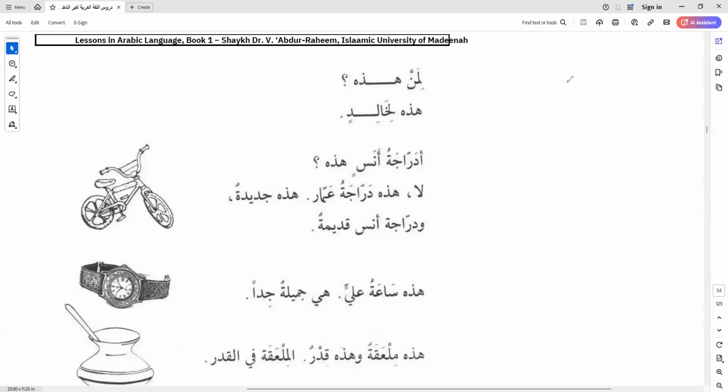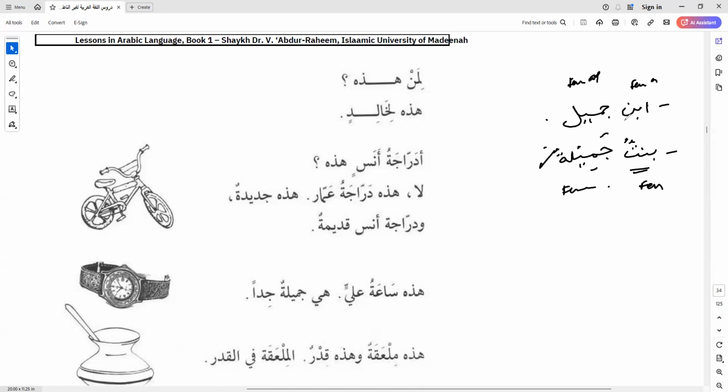Right? So for instance, I'm going to say Ibnun Jamilun. And then I have to say Bintun Jamilatun. See, a beautiful son and then a beautiful daughter. So you can see that the Bintun is a daughter. So I have to say Jamilatun. So I have a feminine noun, and then I have a feminine adjective, and then I have a feminine noun here, and then I qualify it with what? Feminine adjective. So it's always like that.